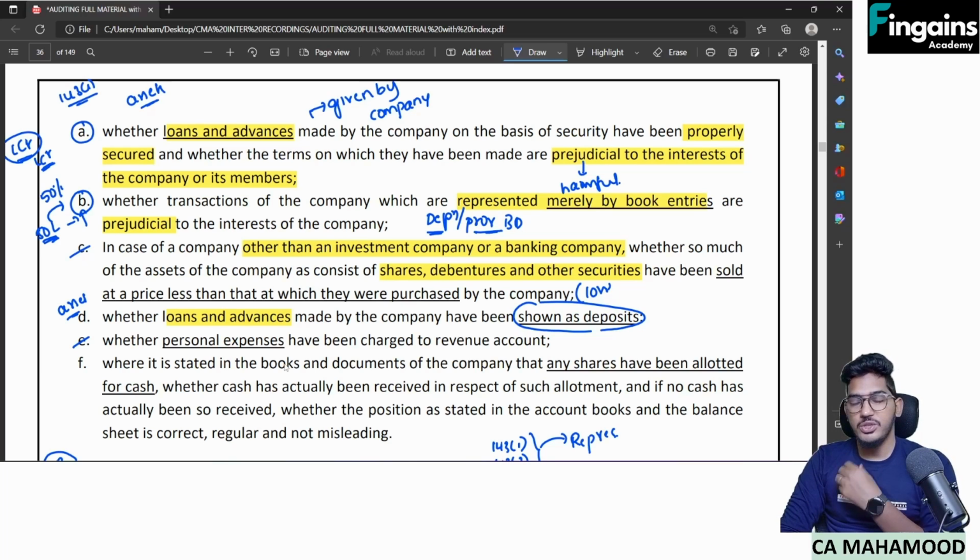So as an auditor, you need to find out whether your client has recorded any of the personal expenses of officers and employees as business expenses. If yes, you need to report it. Now, what does that mean? Let me give you a few examples.